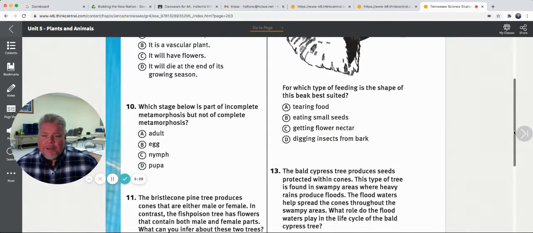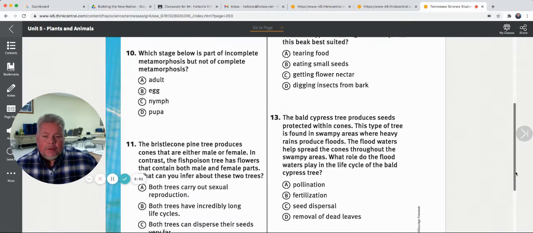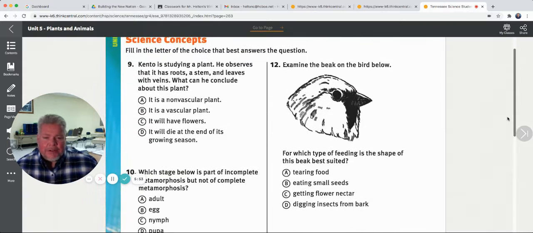Number 10. Which stage below is a part of incomplete metamorphosis, but not of complete metamorphosis? Well, remember, incomplete metamorphosis is egg, nymph, adult. Do you see one of these down here? Yeah, nymph. So 10 is C. It's part of incomplete metamorphosis, but not complete metamorphosis. We are going to skip number 11, go to number 12.